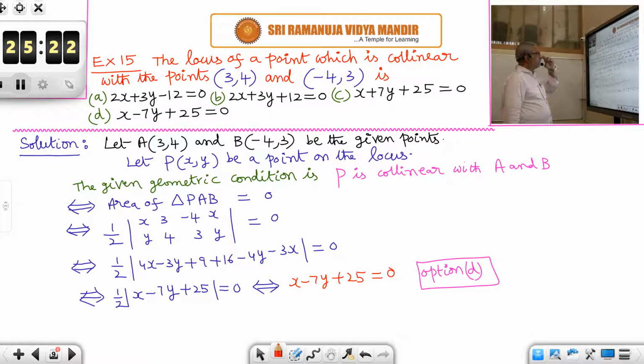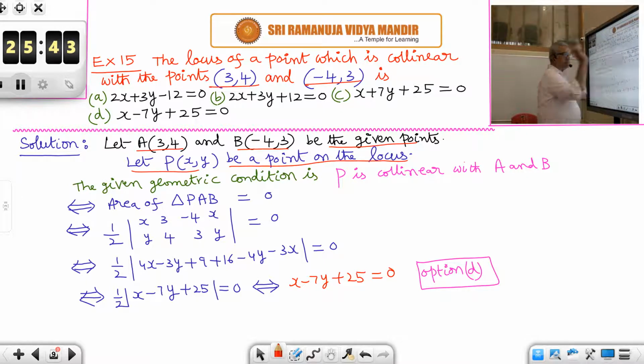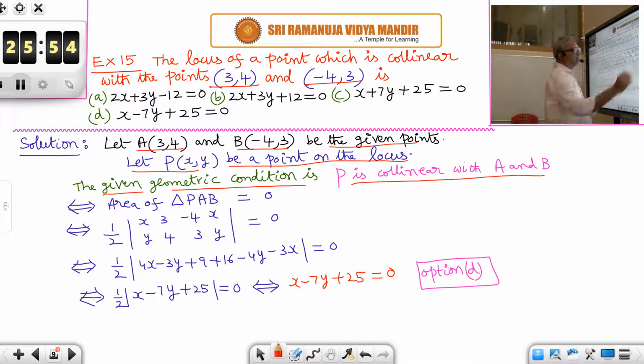15. The locus of a point which is collinear with the points (3, 4) and (minus 4, 3) is. This is very easy. He has not named the points, let us name them. Let A (3, 4) and B (minus 4, 3) be the given points. Let P (x, y) be a point on the locus. What is the given geometrical condition? The given geometric condition is P is collinear with the given points. P is collinear with A and B.